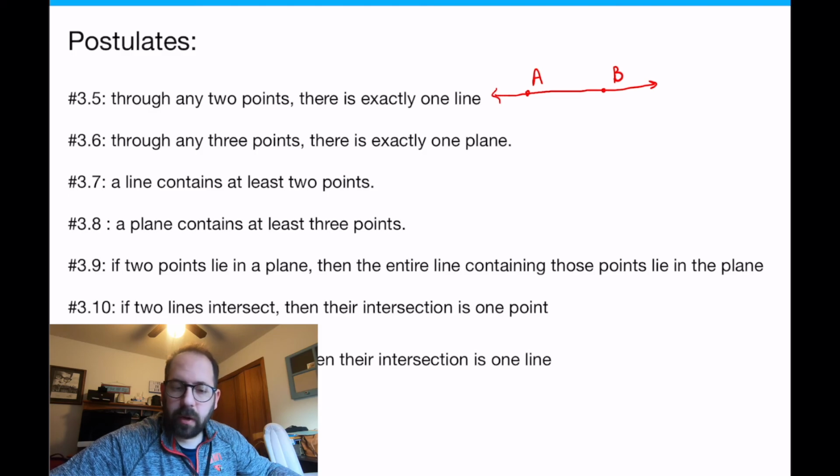Again, they're collinear. But exactly one line connects them. Now, how do we write a line? What's the notation again? How do you write lines again? Anyone happen to know what's the notation to write a line? Going back to day one. Anybody remember?